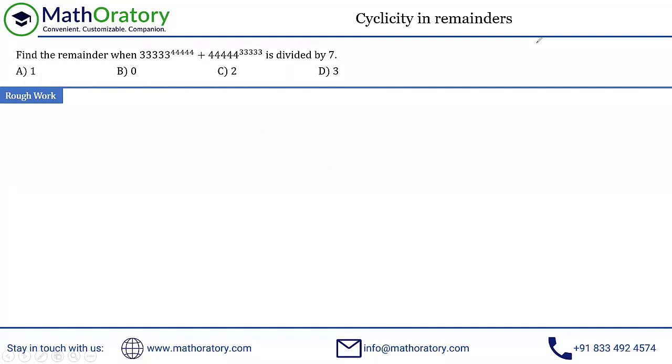Before I start discussing this question, this is something I have mentioned in our classes.